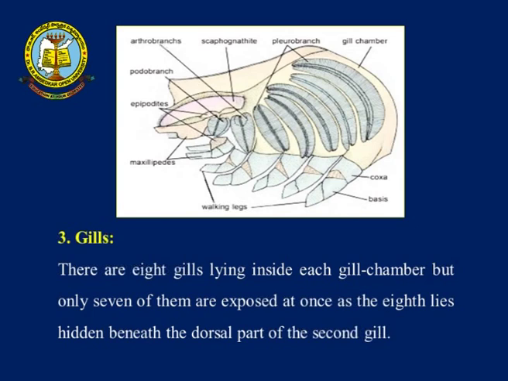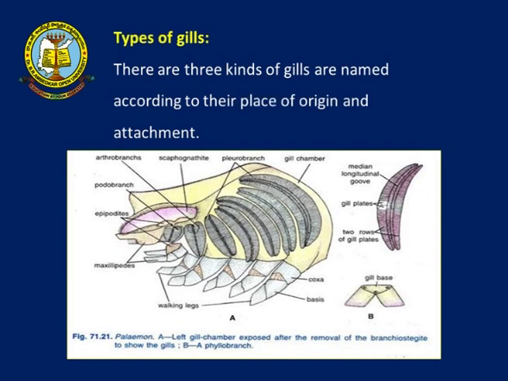Now, talking about the gills, there are 8 gills lying inside each gill chamber, but only 7 of them are exposed. If you count, you can see only 7 of them exposed. That is, the 8th one is present beneath the second gill chamber over there. So, that small chamber over there is the 8th one, and so they have 8 actually, but when you open the gill chamber, this is what you are going to find, only 7 pairs, but totally they have 8 pairs of gills.